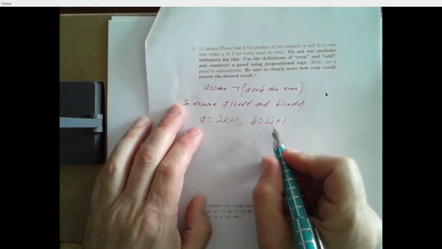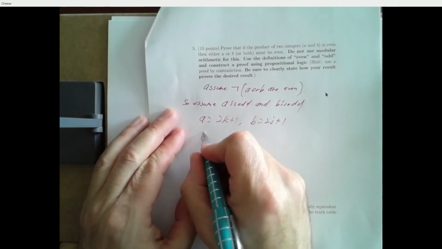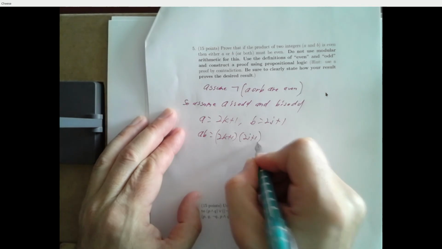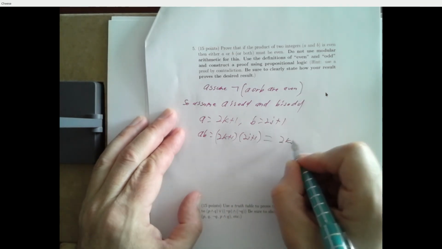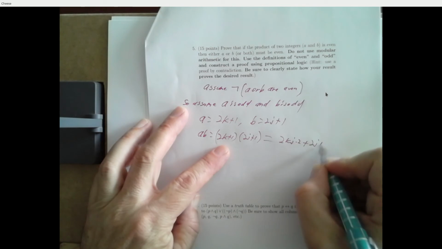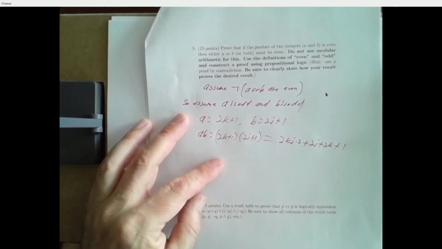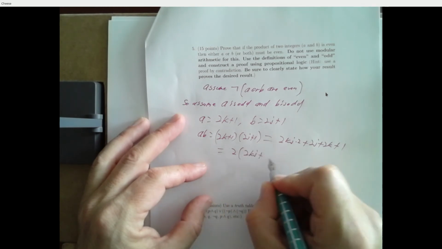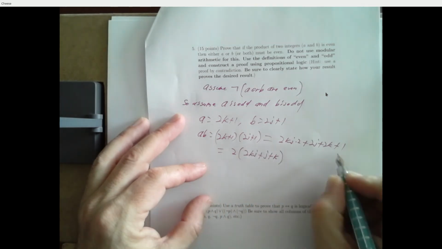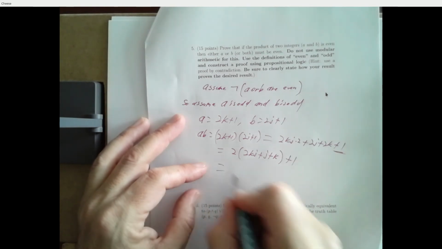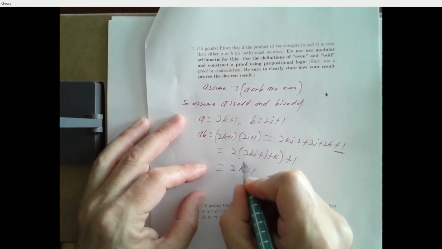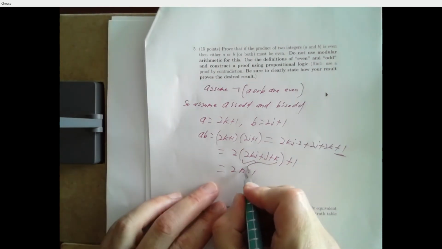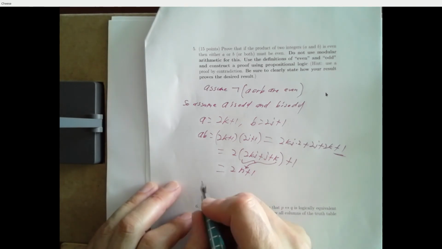So a and b have this form, and if we multiply them, then you do the FOIL, and then factor out a 2. And we've got this extra plus 1 at the end. And this whole thing is an integer because k and j are integers, so we can just replace that with n. And so a times b is 2n plus 1.